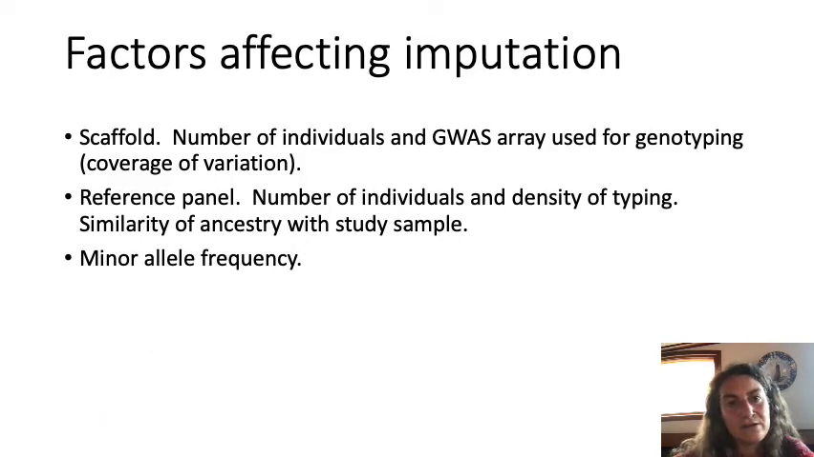So what are the factors affecting imputation quality? At the genome-wide level, the number of individuals imputed has something to do with it. For this reason, we merge scaffold data sets before imputation if we are going to impute more than one. So the more the merrier.